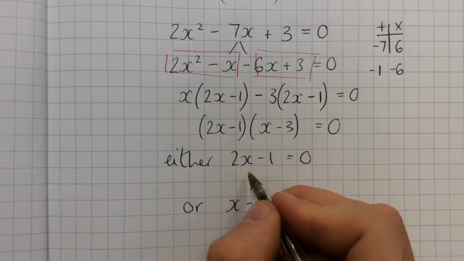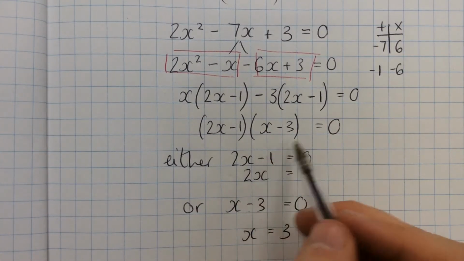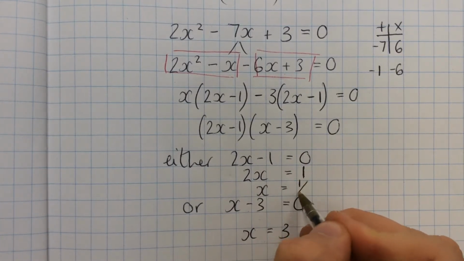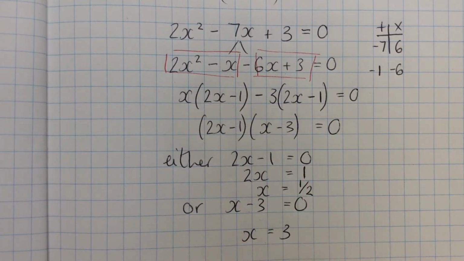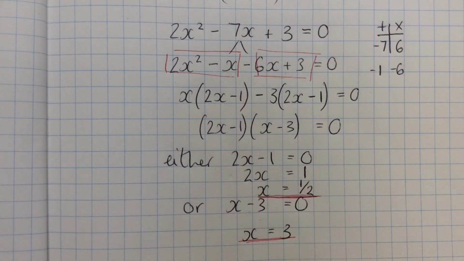If I want to get x on its own, the first step is to say, well, 2x is equal to positive 1, because I can take the minus 1 over to become positive, and then divide by that 2, so I get x equals a half. So my two possible answers are x equals a half or x equals 3 for that equation.